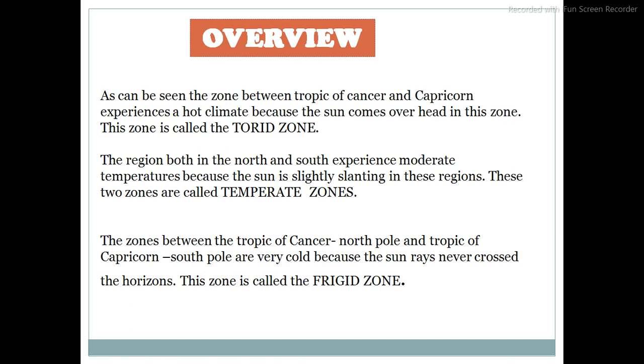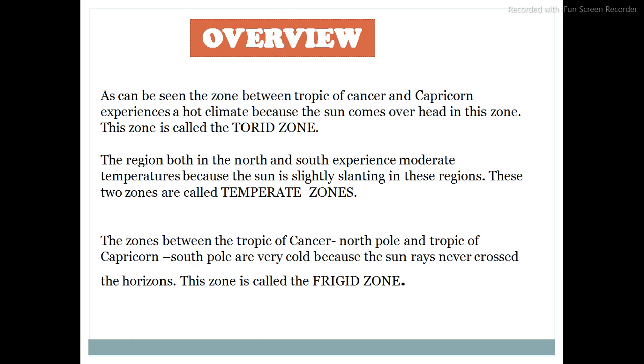As we are seeing here, the torrid zone, the zone which is lying between the Tropic of Cancer and the Tropic of Capricorn, experiences hot climate because the sun comes overhead in this zone, and they get the maximum amount of heat. That's why this zone is called torrid zone. The regions both in the north and the south experience a moderate temperature because the sun is slightly slanting in this region. These zones are called temperate zones.